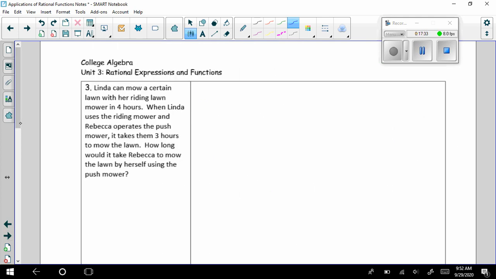All right, so moving into this next one. Linda can mow a certain lawn with her riding lawnmower in 4 hours. When Linda uses a riding mower and Rebecca operates the push mower, it takes them 3 hours to mow the lawn. This time we have the total time. How long would it take Rebecca to mow the lawn by herself?